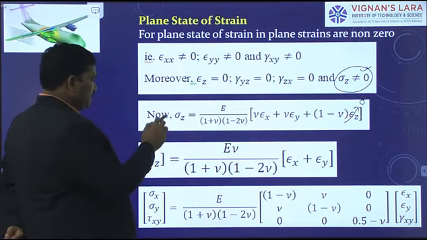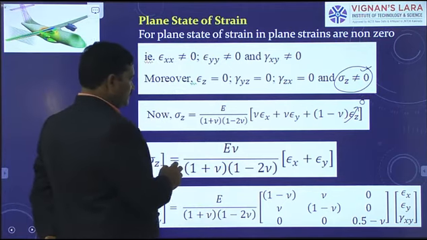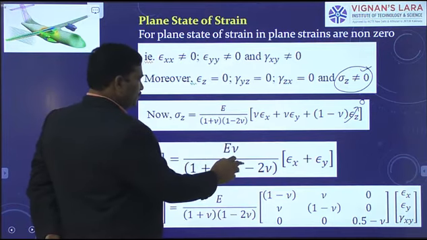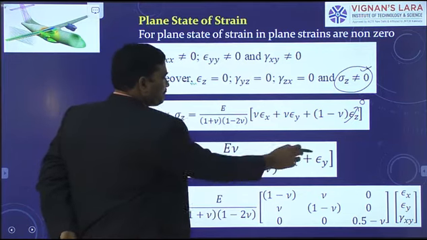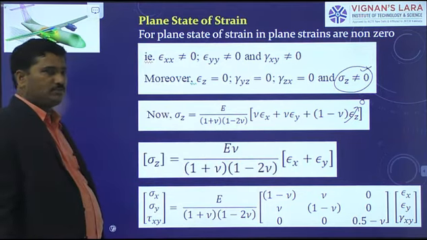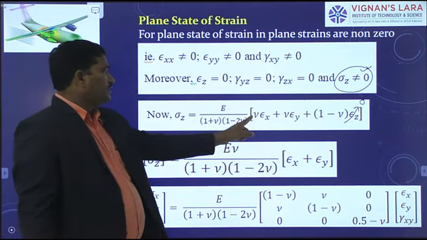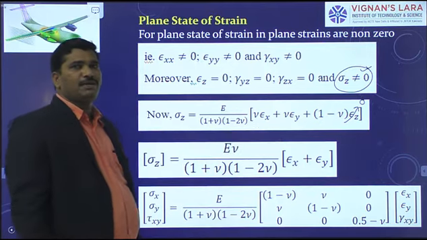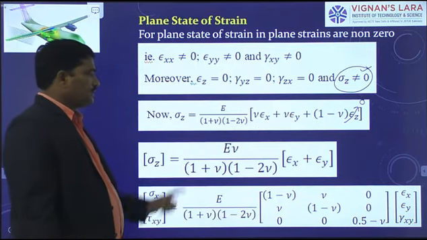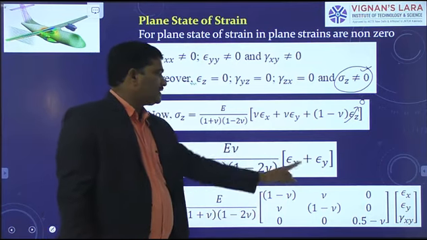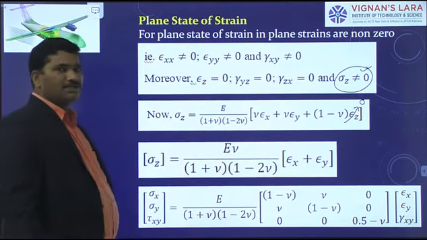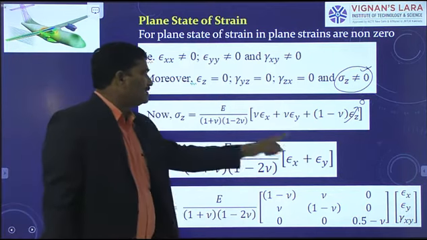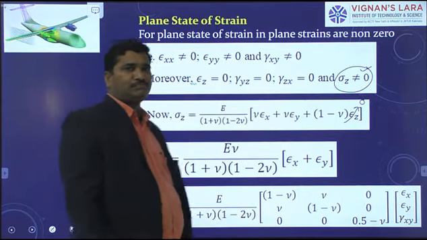Then what do you get? Sigma zz or sigma z equals E nu by 1 plus nu into 1 minus 2 nu, into epsilon x plus epsilon y. Nu comes out because epsilon x is multiplied by nu and epsilon y is multiplied by nu. Therefore, nu comes out. This is the reason why, within the brackets, we see epsilon x plus epsilon y. This is the expression for sigma z. So, sigma z is non-zero. That is what we have written here.